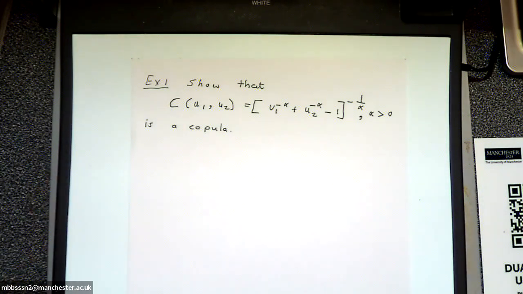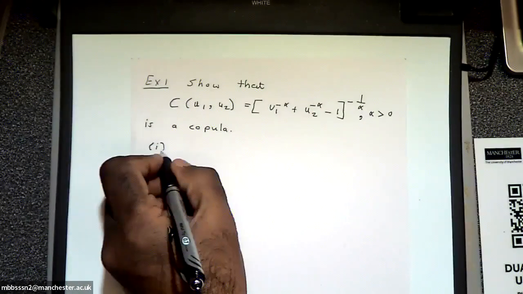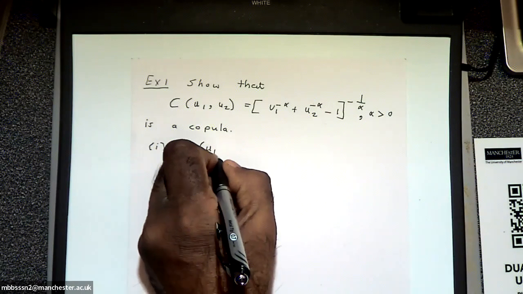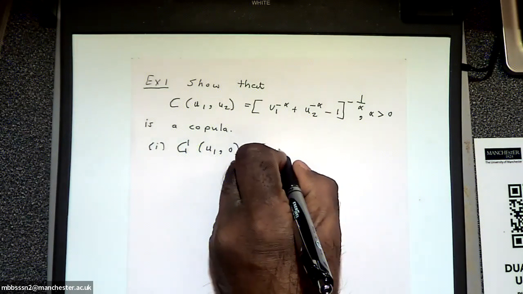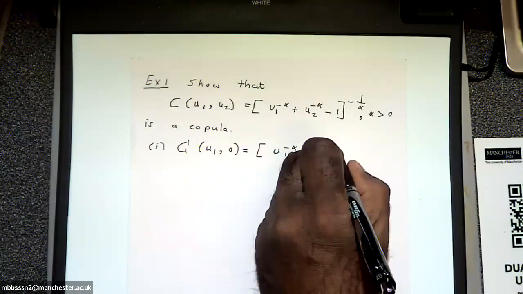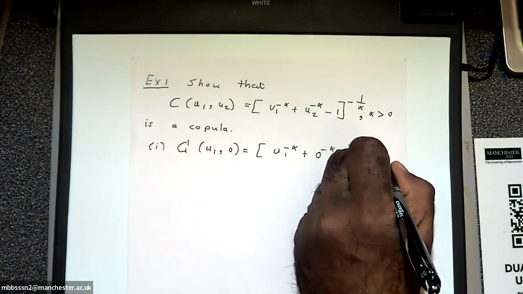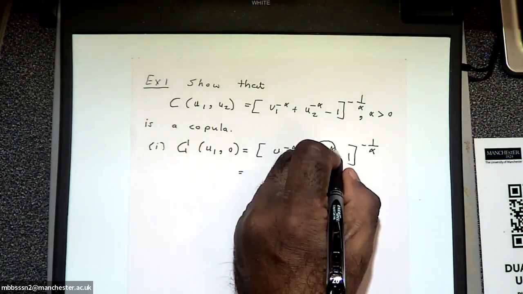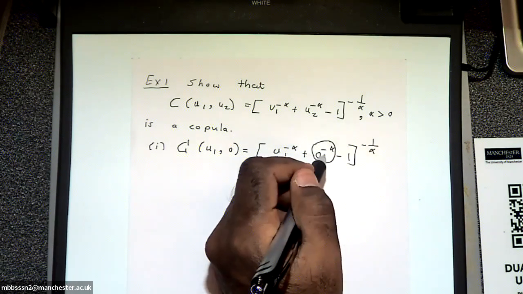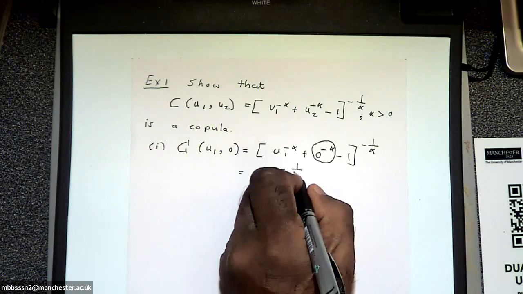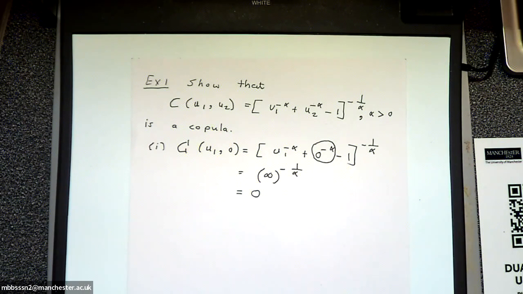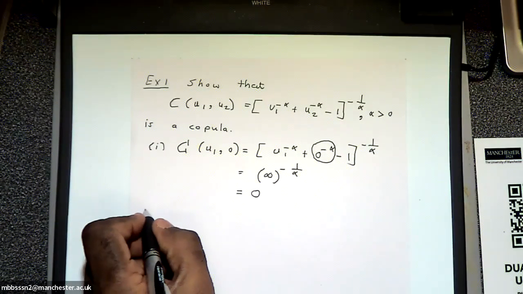All right, guys. So show that this is a copula. So you need to check all this. Remember, there are 6 properties that we need to check, right? So property 1 is that C, so you put U2 equal to 0. Now, what is 0 to the power minus alpha? Remember, alpha is a positive number, so 0 to the power minus alpha is infinity, right? So infinity plus anything is infinity. So infinity to the negative power is 0. You follow me? All right. So this property is satisfied.